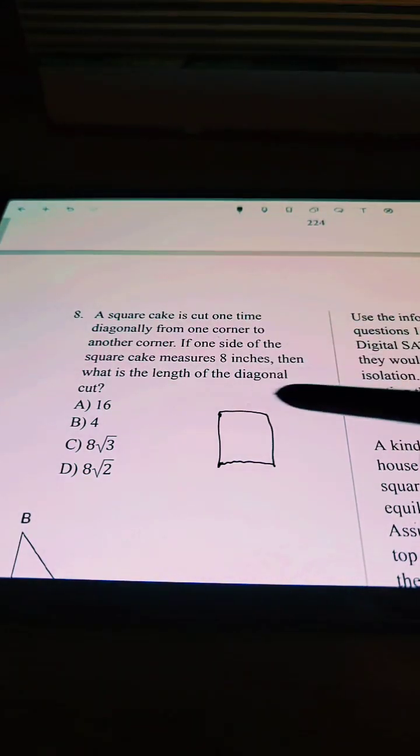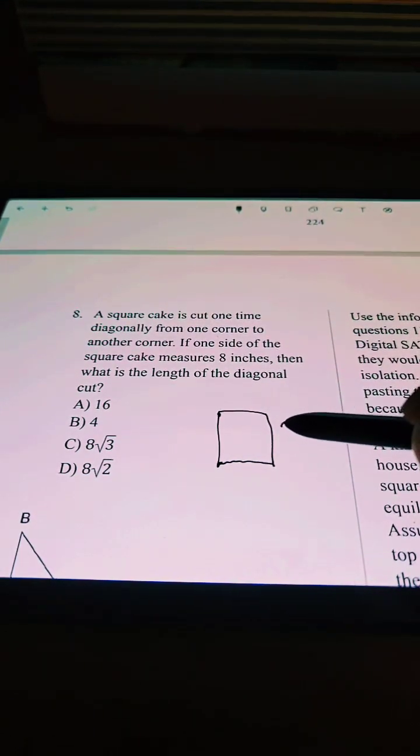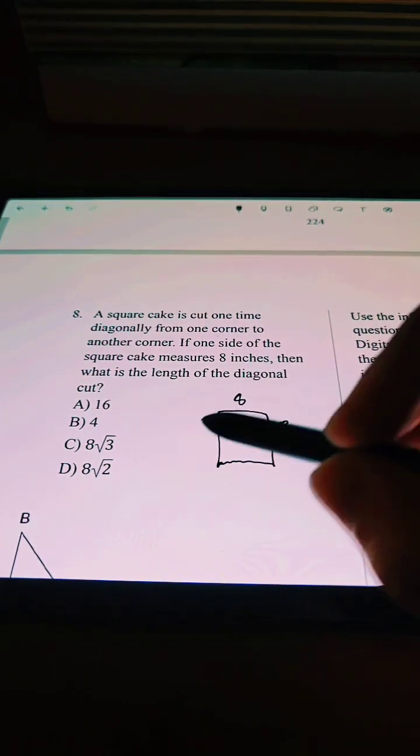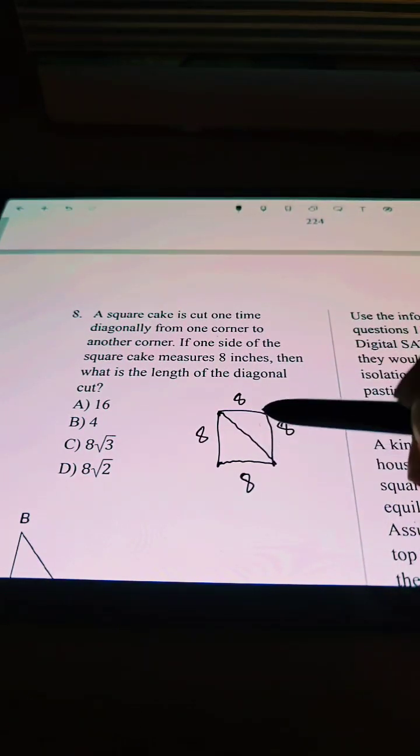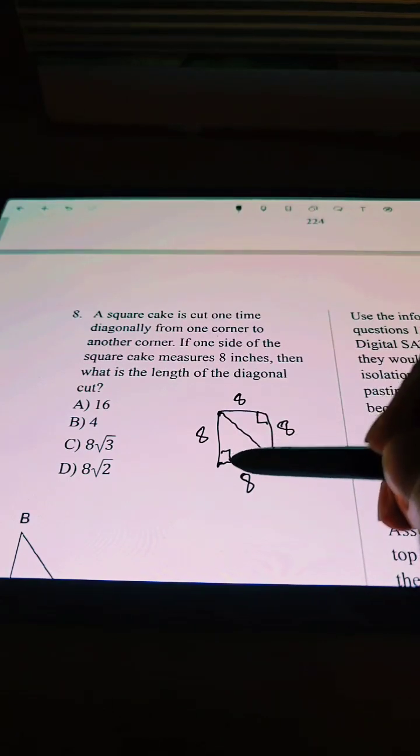So we have a square cake. I know my square is awful, I'm sorry. Every side is going to be 8 inches of the square cake, and we want to find the length of this diagonal right here. If it's a square, it has a right angle right there, right angle right there.